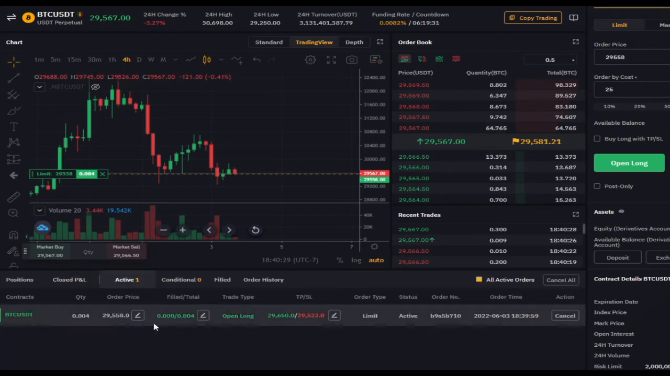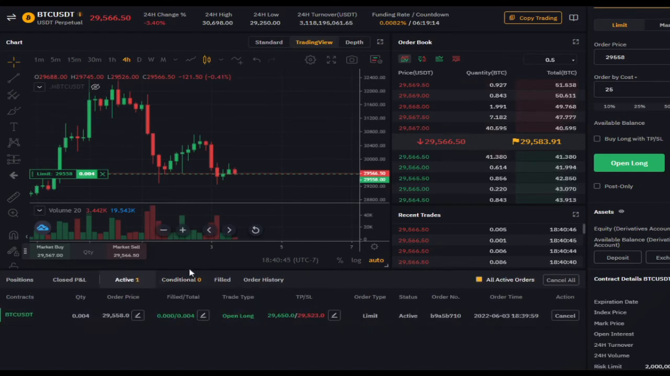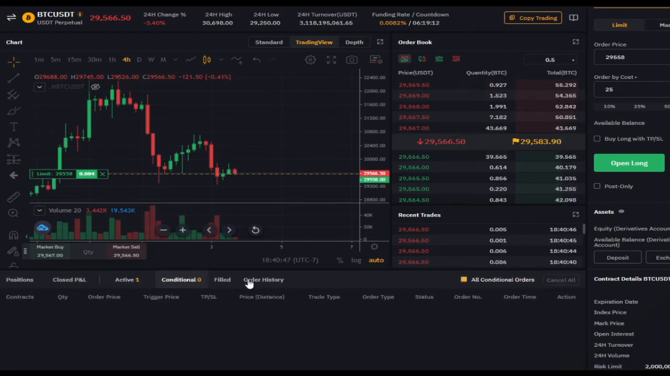Your active trades. So this is waiting. It's actively waiting, so it's not an actual position yet because it hasn't been filled, but it's actively waiting to be filled. So your active tab, your conditional tab, this is where, after this gets filled, your take profit and stop loss orders go. So under conditional, you'll see, oh, I have a stop loss order at XXX. I have a take profit order at XXX.